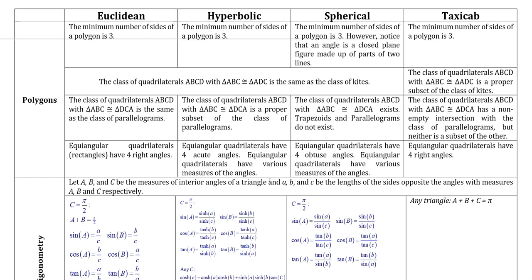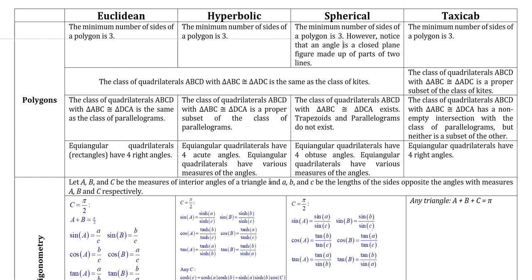The class of quadrilaterals ABCD with triangle ABC congruent to triangle ADC is the same as the class of kites. And that's true in Euclidean, hyperbolic, and spherical geometry. It's a proper subset of the set of kites in taxicab geometry.